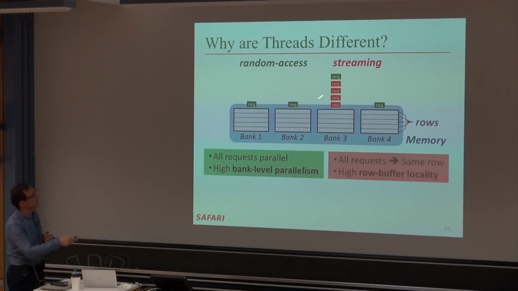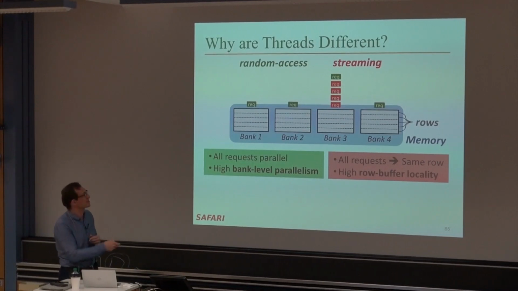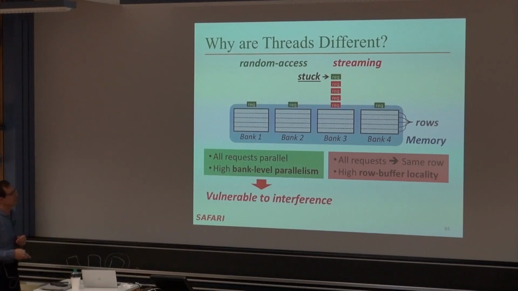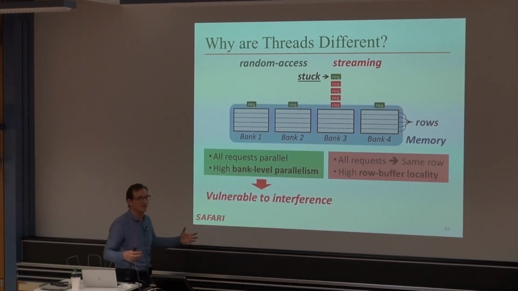So if you actually do the other way around, if you prioritize the random access thread, the streaming thread doesn't get slowed down that much because the random access thread has only one request to this bank over here, right? So that's the idea over here. Random access threads, in general, are more vulnerable to interference.